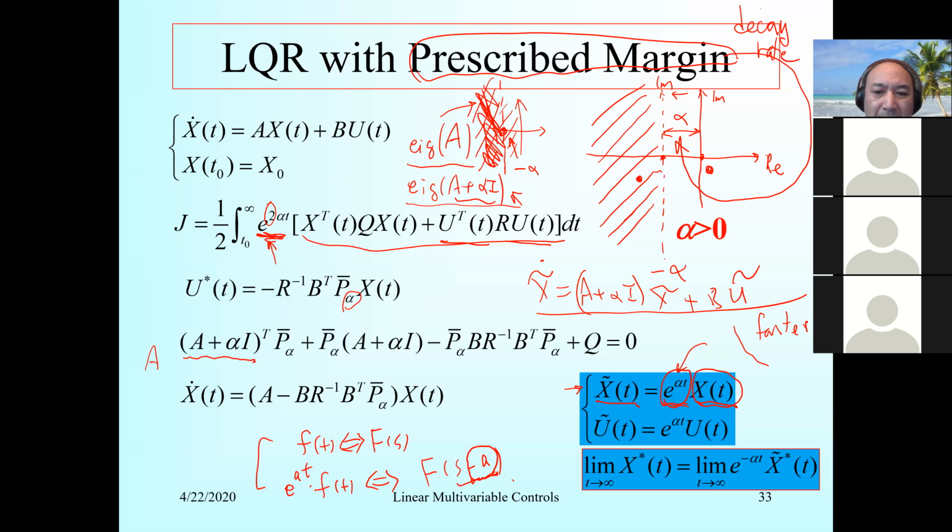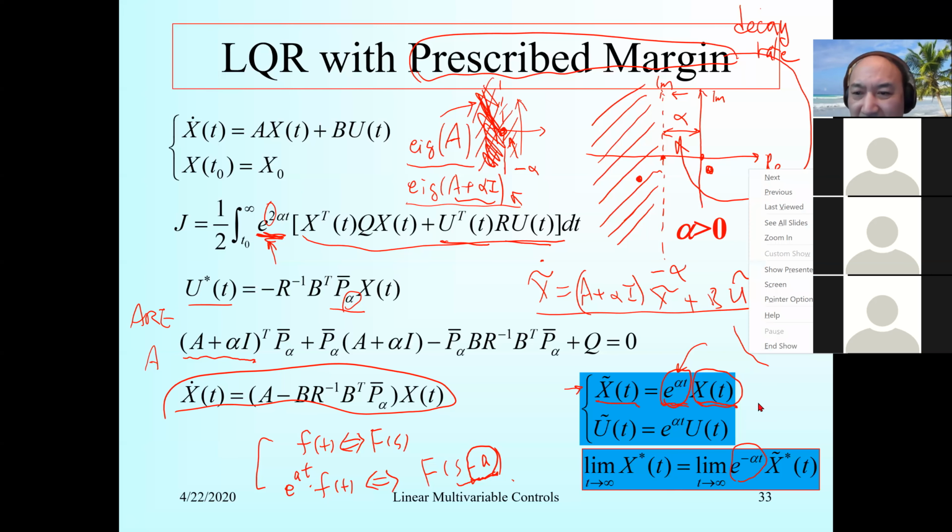If this is true, we solve for my optimal control law by solving this modified ARE and getting a P alpha, and put it here. Then the closed loop system with my optimal control is guaranteed to decay not slower than this. So this is called LQR with a prescribed margin. This is very interesting, right?